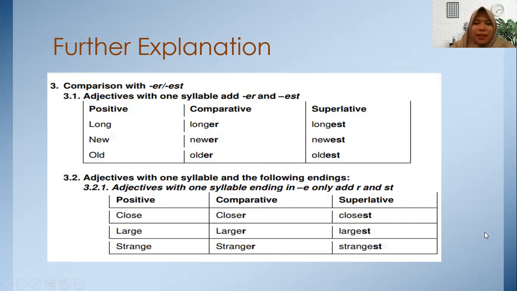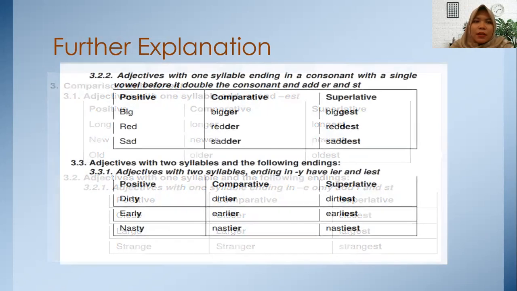And then the word strange. For the comparative, you need to add "r," so it becomes stranger, and then for the superlative you put "st," and don't forget also to put "the" before the adjective, so it becomes the strangest in the sentence.